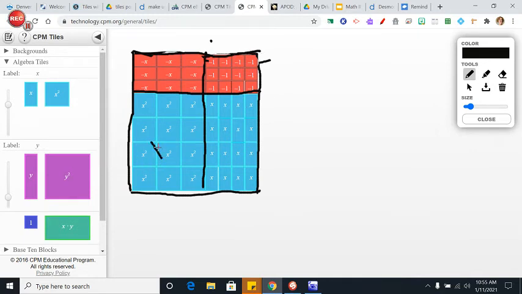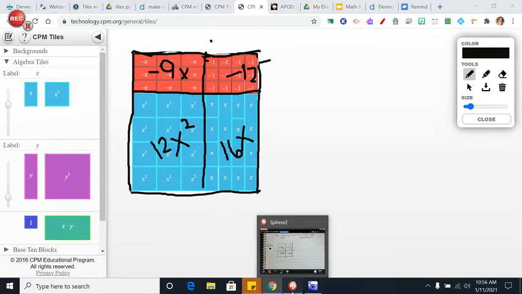We have 12 x squared tiles. We have 16 x tiles. We have -9 x tiles, and we have -12 unit tiles. And we are writing the area as a sum and as a product.